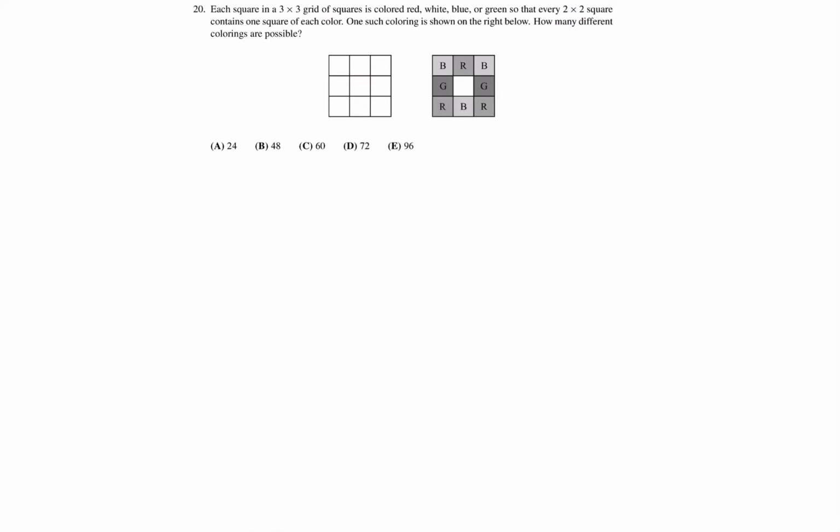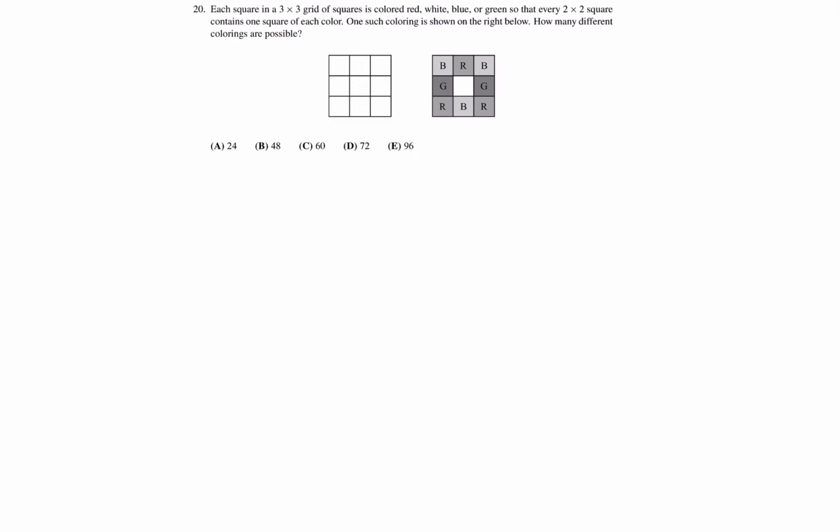Each square in a 3x3 grid of squares is colored red, white, blue, or green, so that every 2x2 square contains one square of each color. One such coloring is on the right below. How many different colorings are possible?